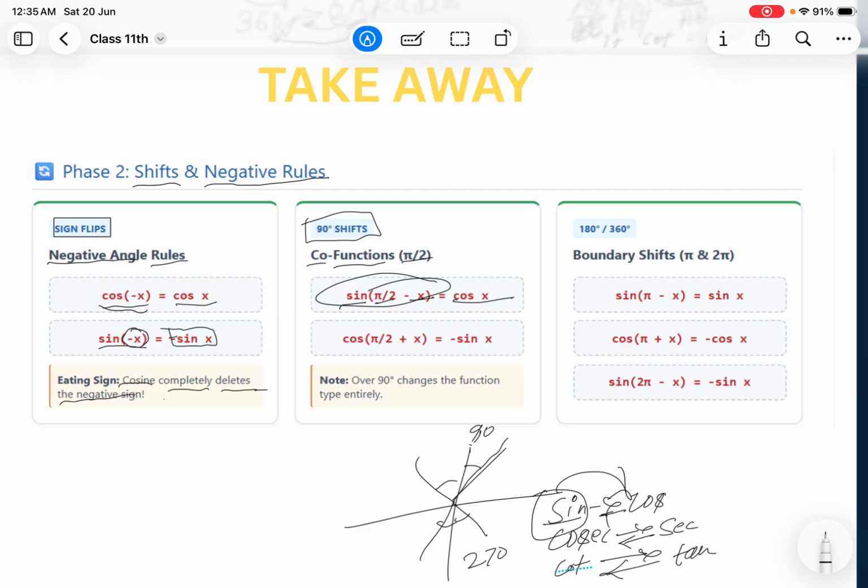If we have sine of 90 degrees minus x, it will change into cos. If we have cos of 90 degrees minus or plus x, then it will change into sine, and so on for all the two. Now here, 180 degrees and 360 degrees, so the boundary shifts to pi and 2 pi. So if we have sine pi minus x, it will be sin x, and cos pi plus x will be minus cos x. Let's see what happened here.